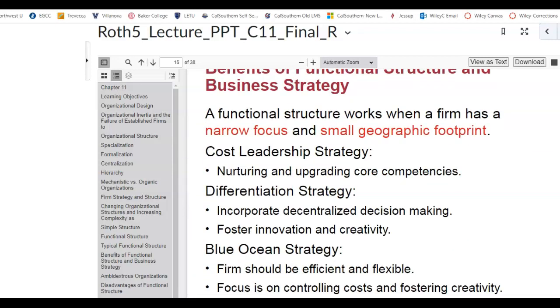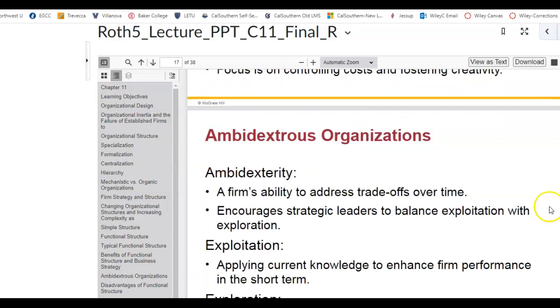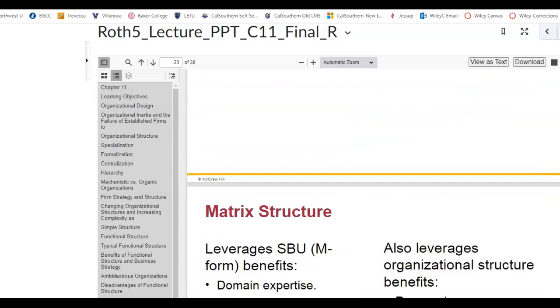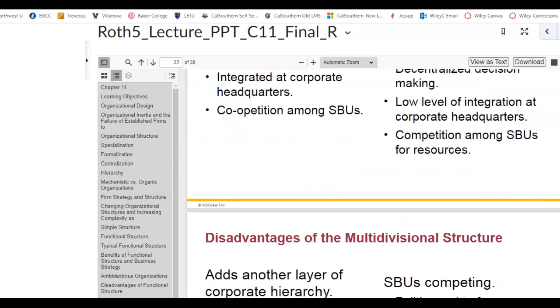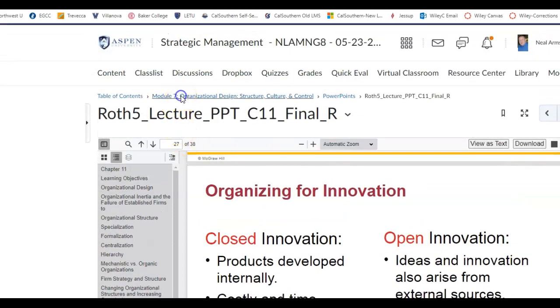We have cost leadership strategy, but I think we've already talked about that. Differentiation strategy. So those are some of the concepts we're going to talk about. Related and unrelated diversification. Those are some things we want to look at as well. So that looks like pretty much everything I want to hit on that part.